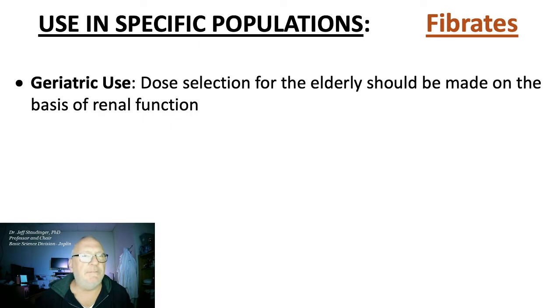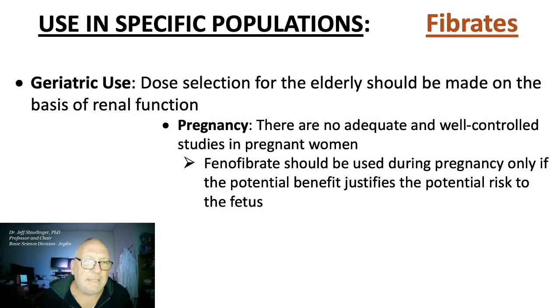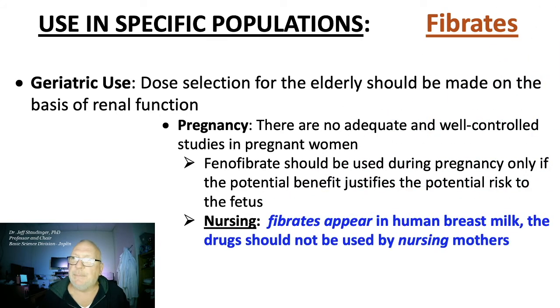Decisions about the use of fibrates in geriatric populations should be made on the basis of renal function. During pregnancy, as you can imagine, there are no well-controlled studies in pregnant women. Fenofibrate should only be used in pregnancy if the benefit outweighs the potential risk. As fibrates appear in human breast milk, the drug should not be used by nursing mothers.